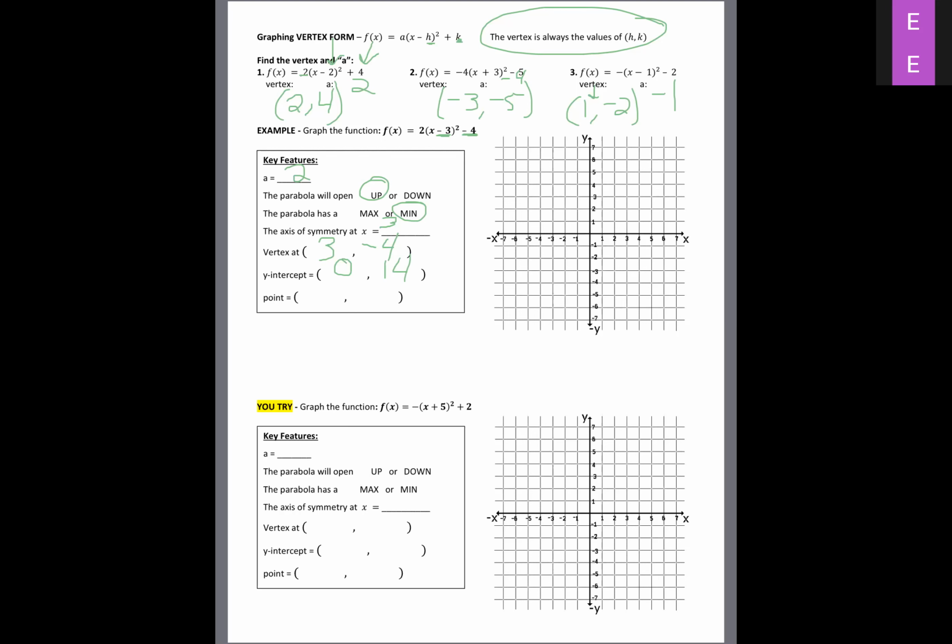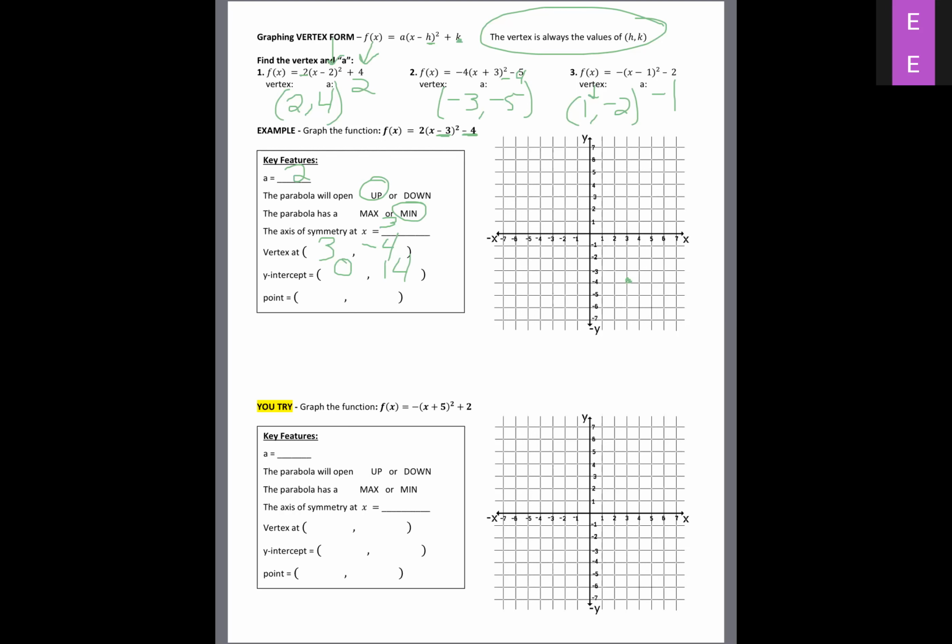Okay, so I have my vertex is at 3, -4. And the y-intercept is way too far off my grid.